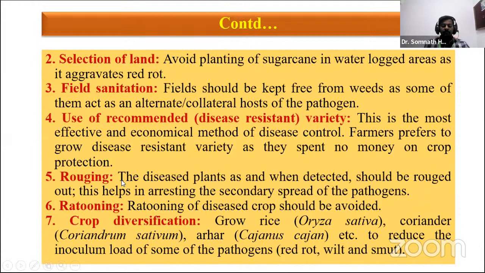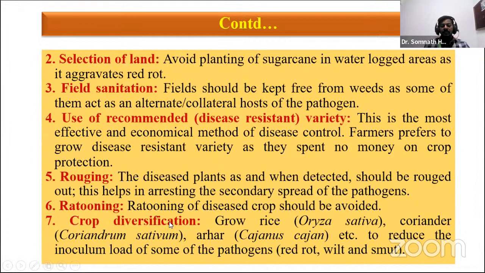Roguing: we all know that diseased parts under field conditions, when the symptoms or infection are below 5% or 10%, can be rogued. In case roguing is practiced for smut, we can remove the infected clumps, because if you don't remove the smut infected whips, it will be dispersed in the entire field and the whole field can be damaged. So we need to follow the roguing practice in such conditions.